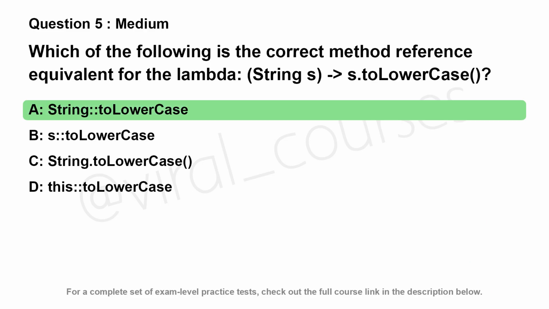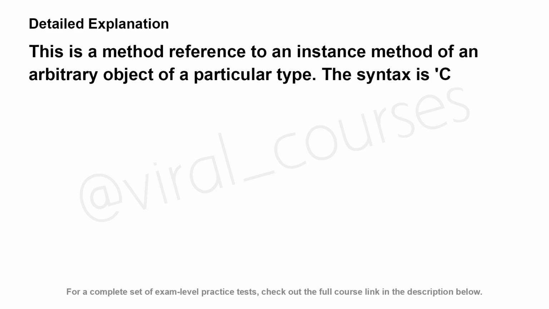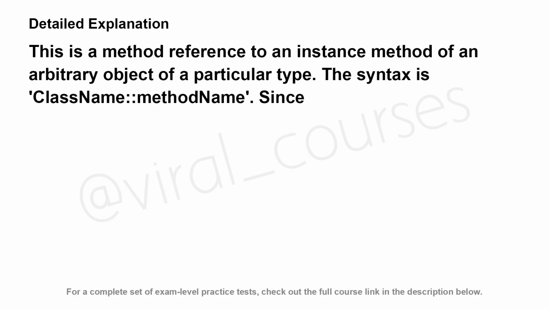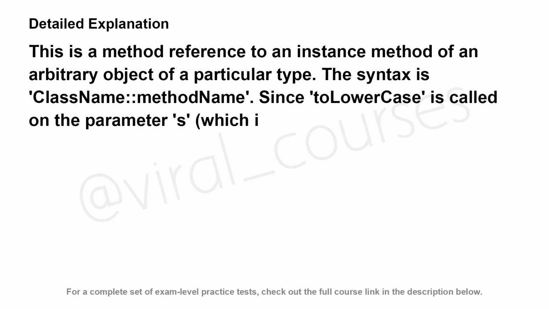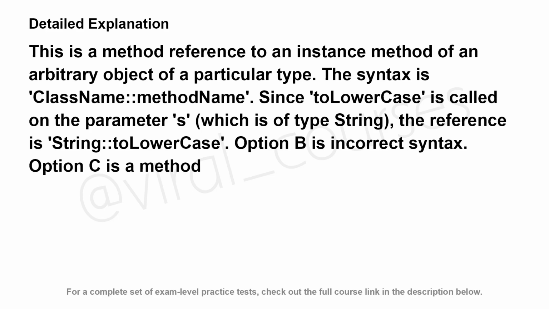The correct answer is A. This is a method reference to an instance method of an arbitrary object of a particular type. The syntax is ClassName::methodName. Since toLowerCase is called on the parameter s, which is of type String, the reference is String::toLowerCase. Option B is incorrect syntax. Option C is a method call, not a reference.